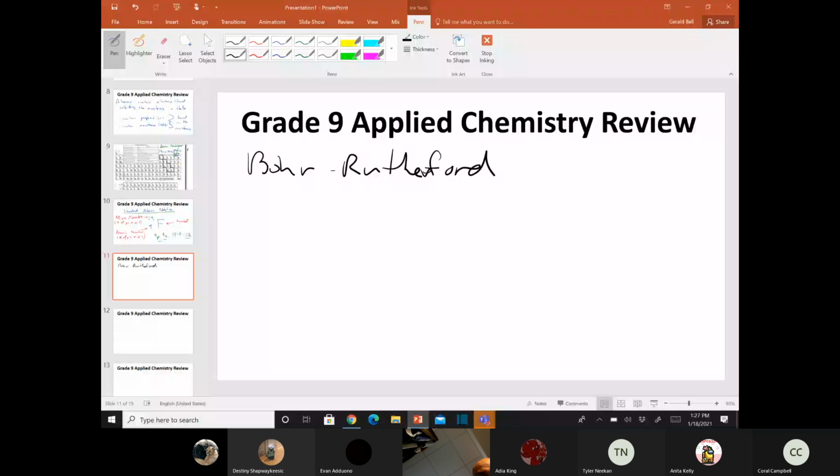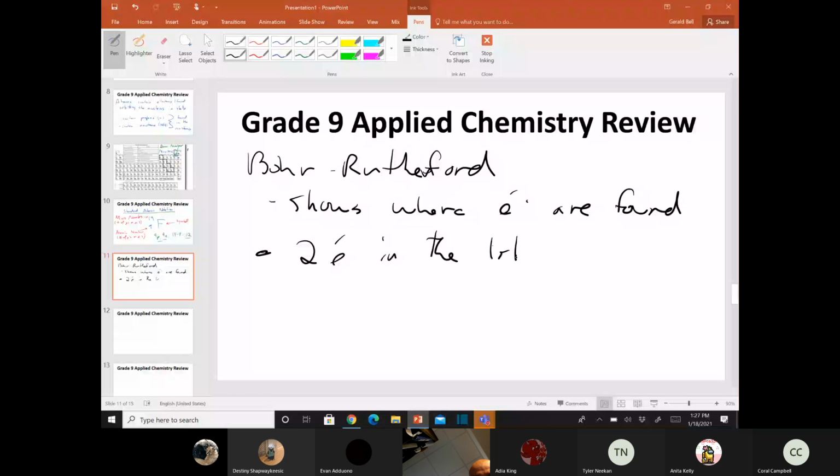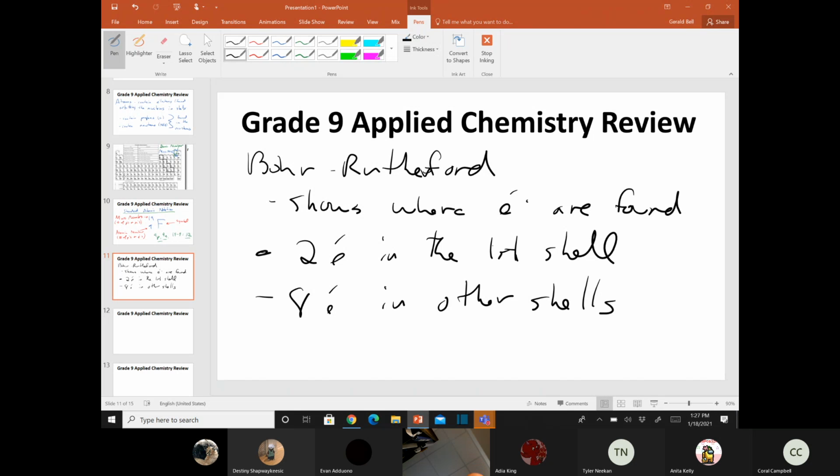So the Bohr-Rutherford diagram shows where electrons are found, and we can put 2 electrons in the first shell, and then it becomes full, and 8 electrons in other shells. So that was our rule for drawing these.